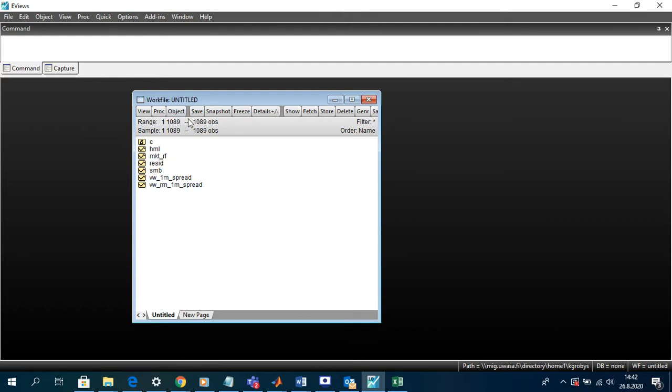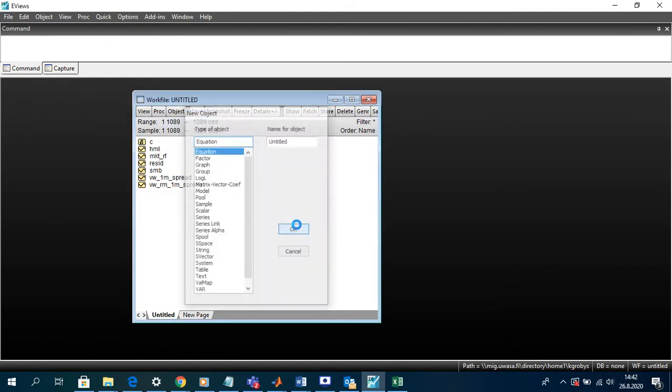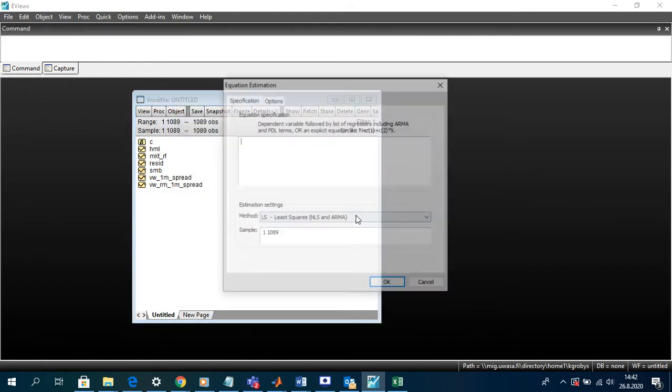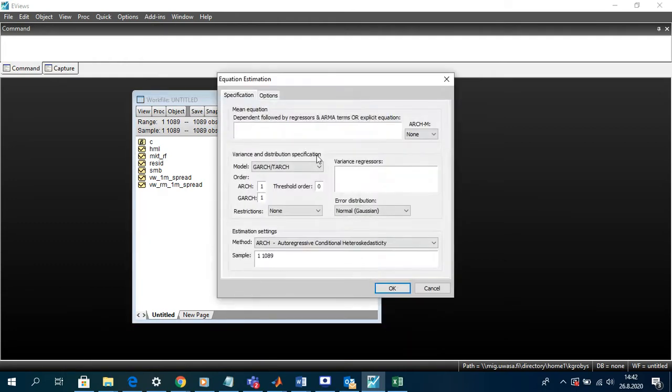Okay, so now let's go on Object, New Object, Equation, push the OK button. And what I told you already in the lecture, we have to estimate this model via maximum likelihood estimation. So we go on ARCH. That's the model class.